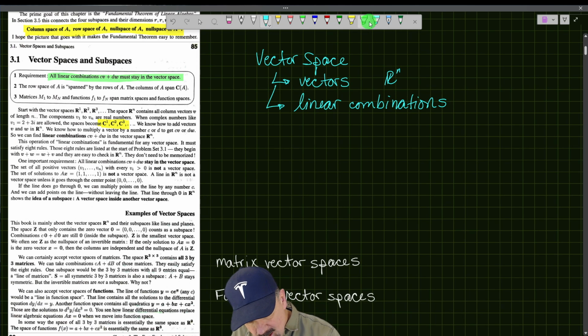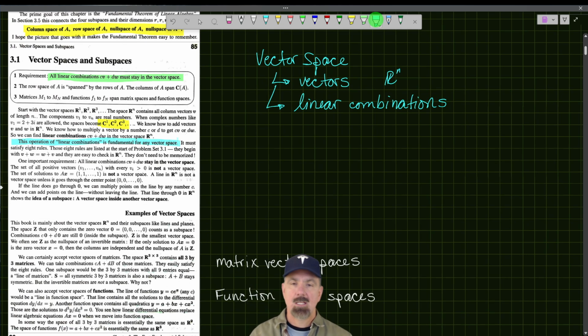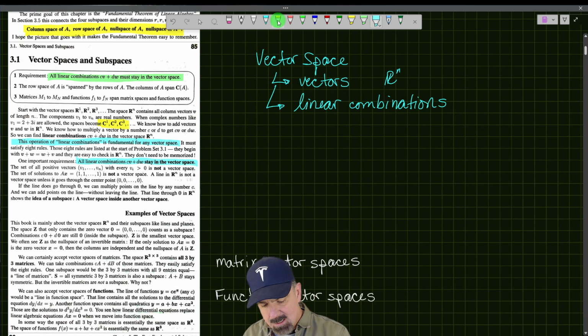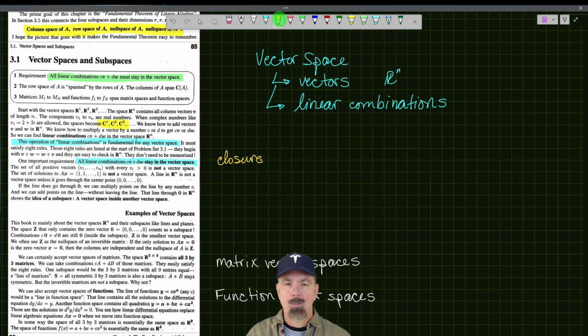And of course, he starts out right off the bat: the operation of linear combinations is fundamental. It is absolutely the fundamental piece of how we talk about and think about vector spaces. And then he talks about how all linear combinations have to stay inside of the vector space. This idea is called closure. We think about closure as we grab any two vectors from our set of vectors, and then we take linear combinations of those, and the linear combinations must stay inside of the set of vectors that we're talking about.